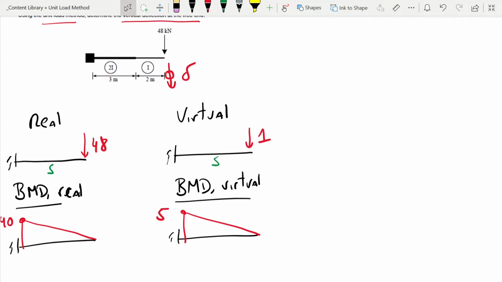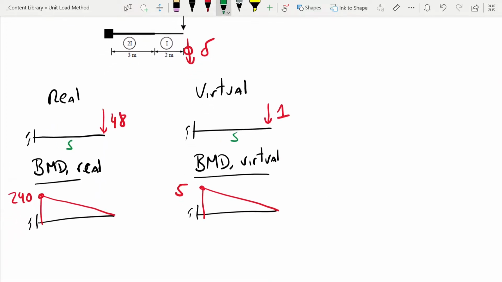What is tricky about this problem is that the beam has different second moments of area in different regions. So we need to split this diagram here at the 3 meter mark. This is going to be 3 meters, this is going to be 2 meters, and that will change our calculation. One of the first things we need to do is to find these moments at the place where we're splitting it. In the case of the 1 kilonewton, the bending moment will be just 2, and in the case of the 48, the bending moment will be 96.